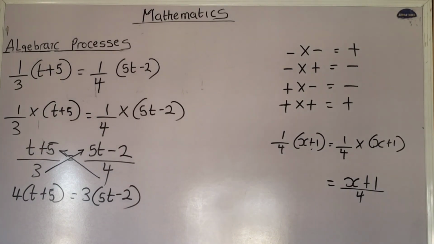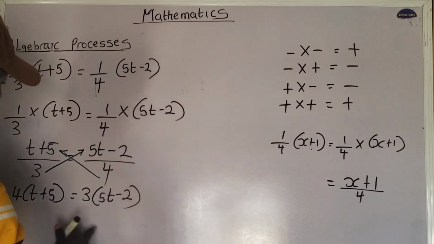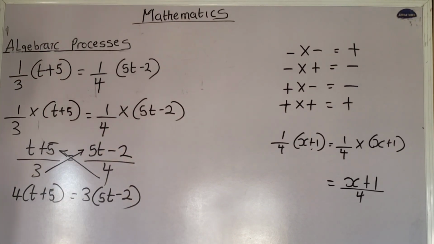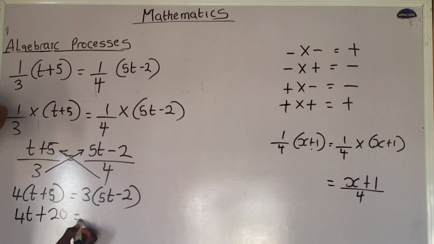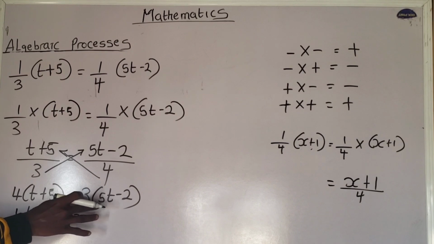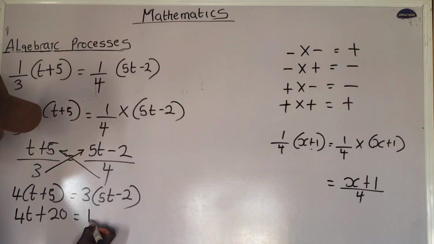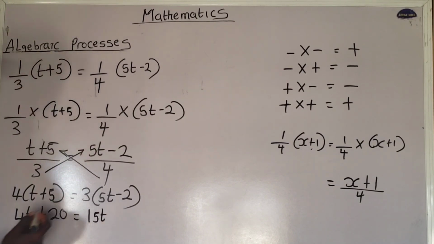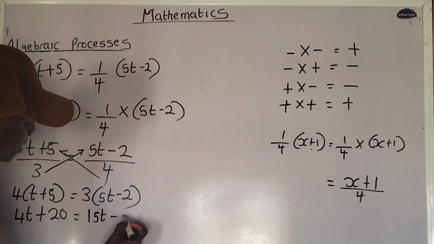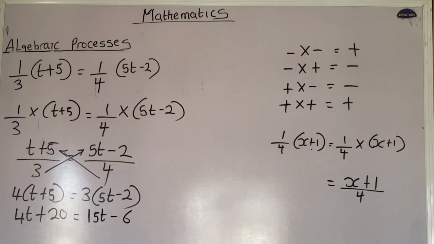Okay, now I'm going to open the bracket on the left hand side of the equation by 4, and the bracket on the right hand side of this equation, I'm going to open it by 3. You understand? So for this, I'm going to have 4 multiplied by t is what? 4t, and 4 multiplied by 5 is what? 20, positive 20, is equals to 3 multiplied by 5t, that is 15t, and 3 multiplied by negative 2, that is negative 6.